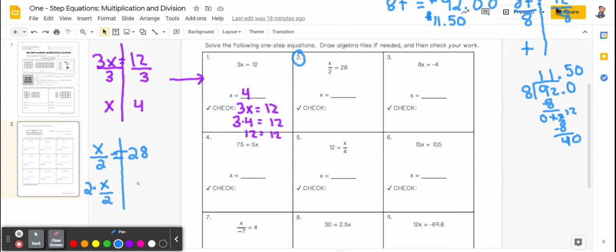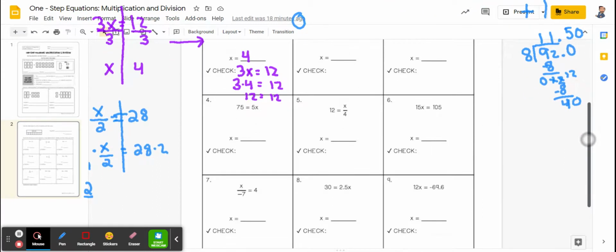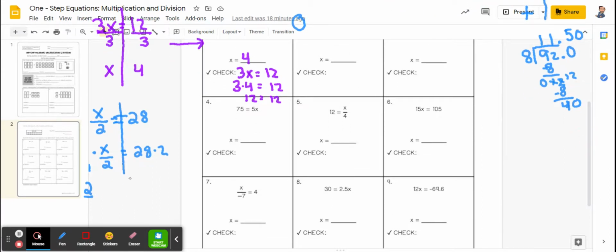And then we're going to do on the other side, 28 times 2. Well, 2 is a whole number, so as a fraction that would be over 1. And then if we multiply these, I'm just going to show you how this works. Did you see that 2 went there? That's kind of weird. Let's see if we can change this real quick.